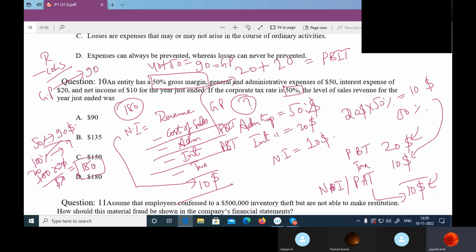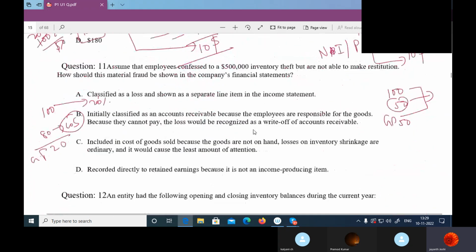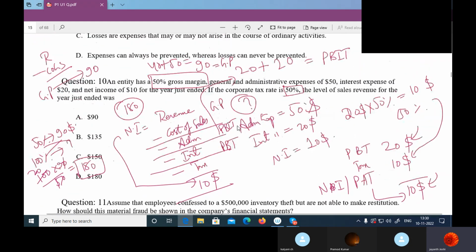If anyone has any doubts, please ask me. See, if your revenue is 100, let's say, and they say your gross profit margin is 20%, you always calculate margin on sales only, right? So 20 will be gross profit and 80 would be cost of sales. The same thing here. I got 90 as my gross profit, which represents 50%. So 100% is 180. Simply that. Note this down. We'll go ahead. Nice question.